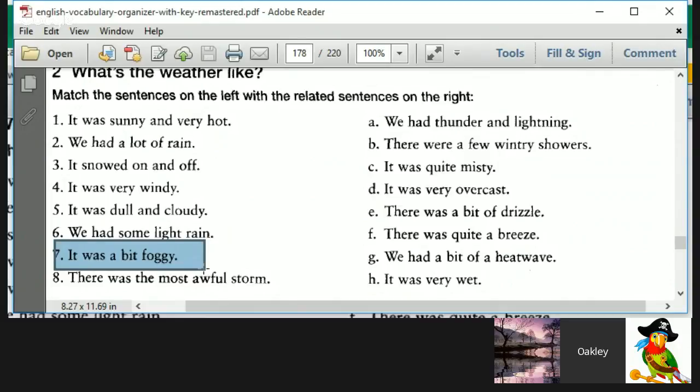Number 7. Before going to 7, can we say that light rain is similar to shower? In America, you definitely would. They are the same thing. Okay. It was a bit foggy.